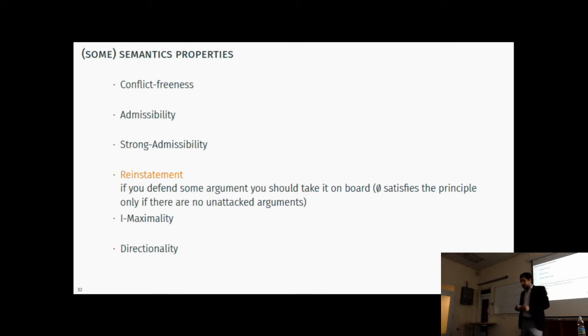Then you have the concept of reinstatement. This means that if you have an argument attacked by another argument, and the second argument is in turn attacked by a third argument, the third argument is reinstating the first one. So if you have A attacking B, B attacking C, A defends C, so A and C together should be acceptable, should make sense, right?